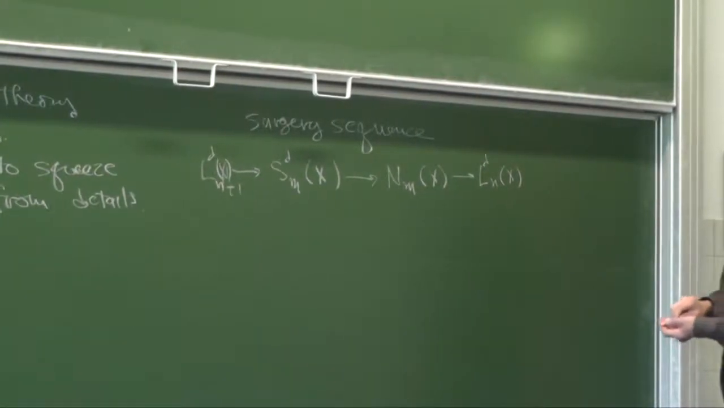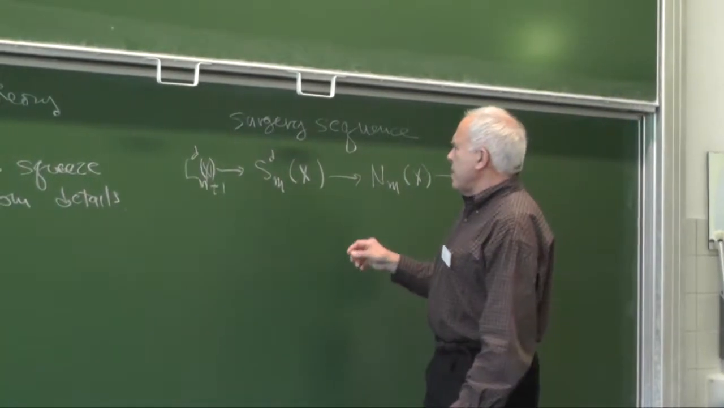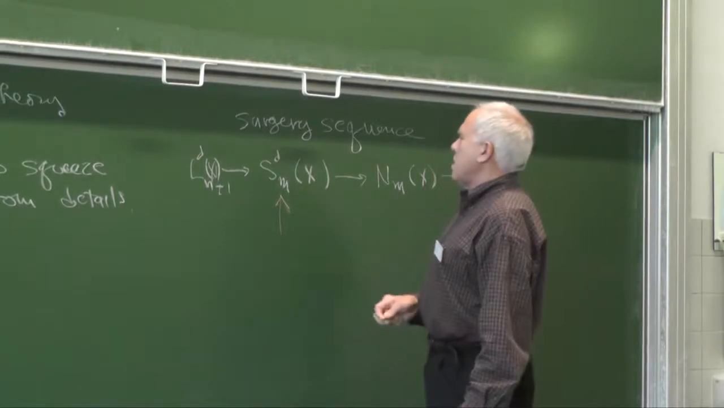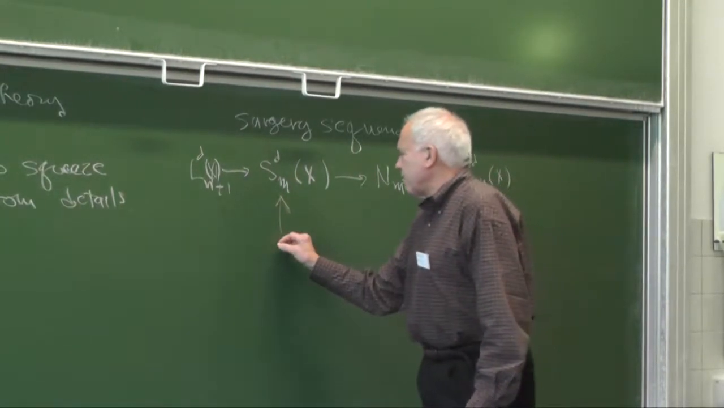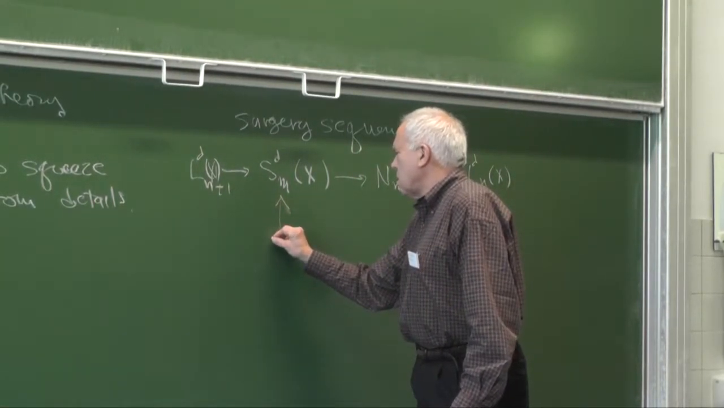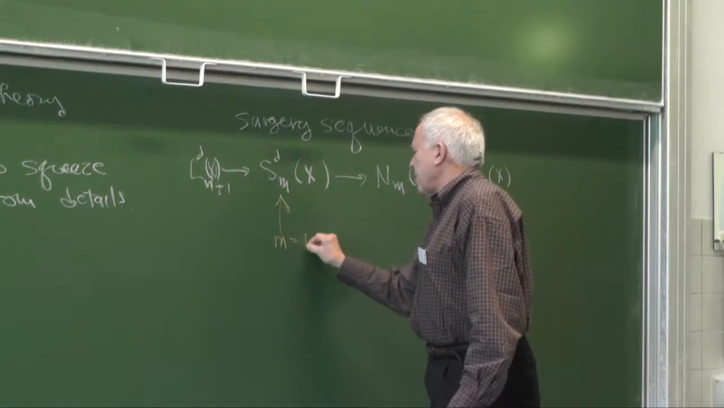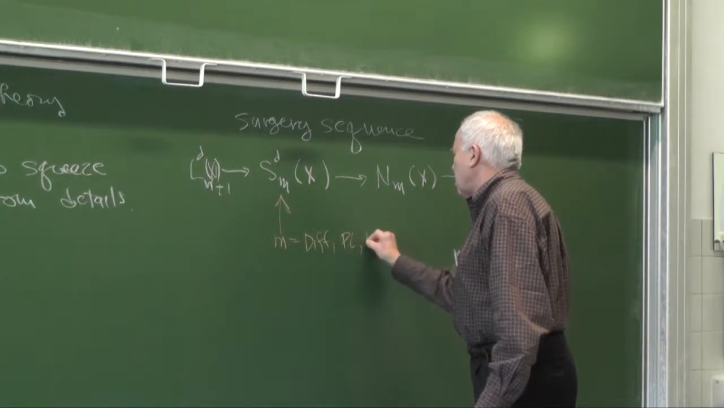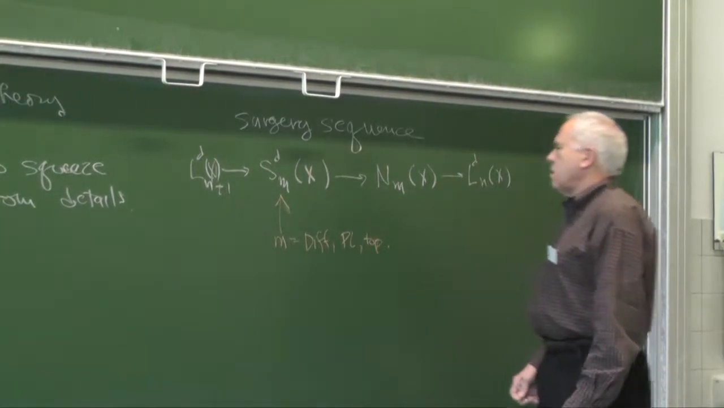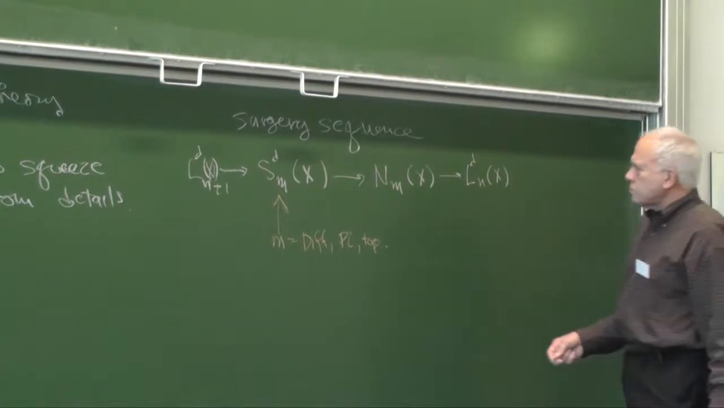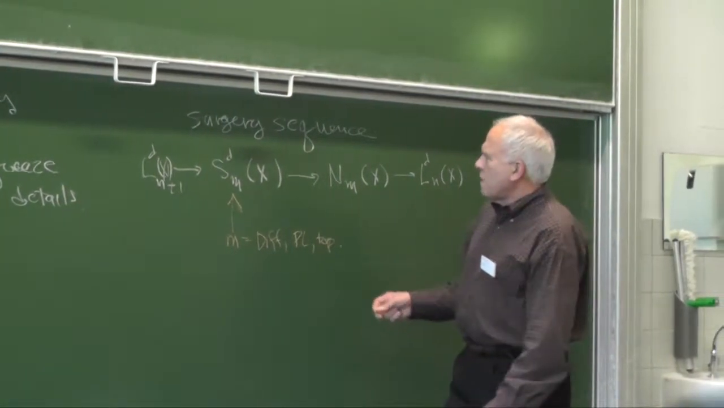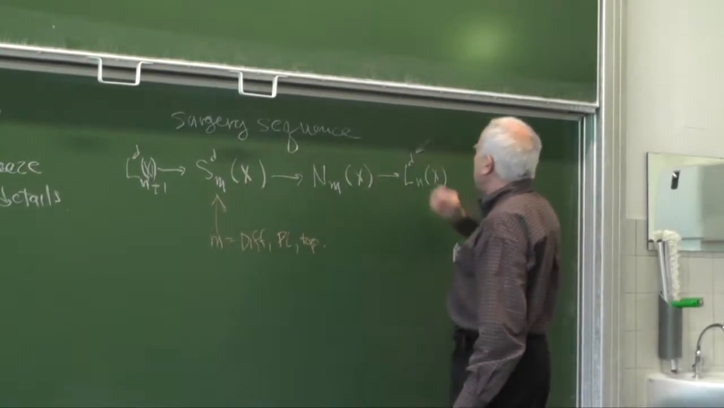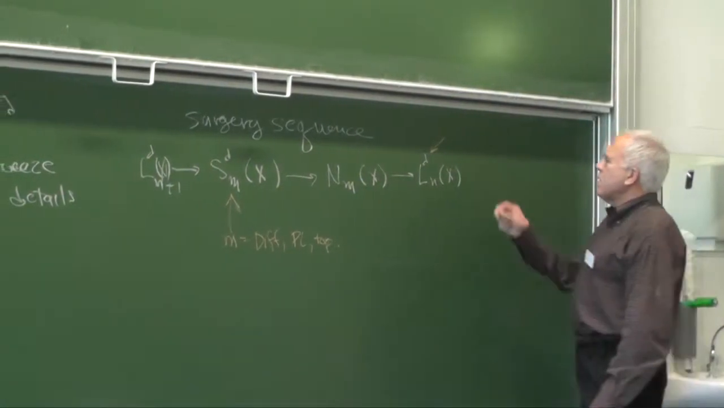In the surgery sequence, the ingredients are: M is a category of manifolds. So that's Diff, PL, or Top. D is called the decoration.